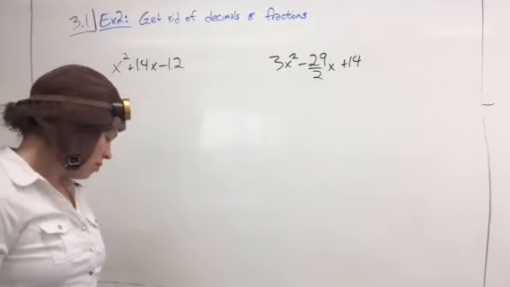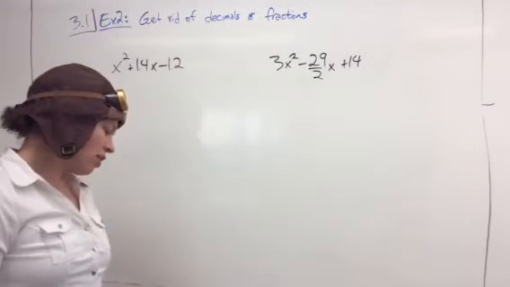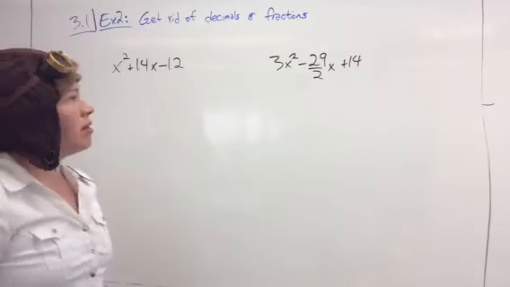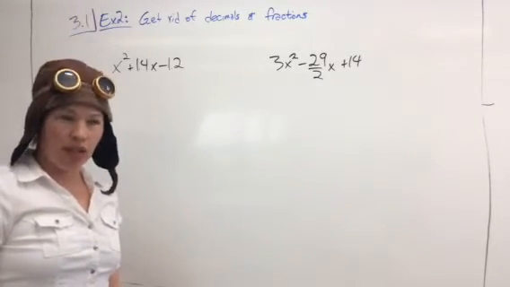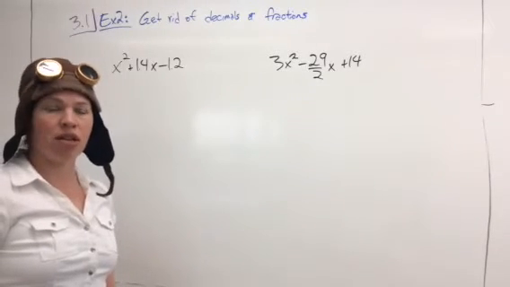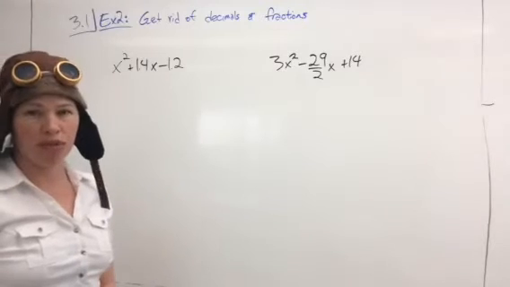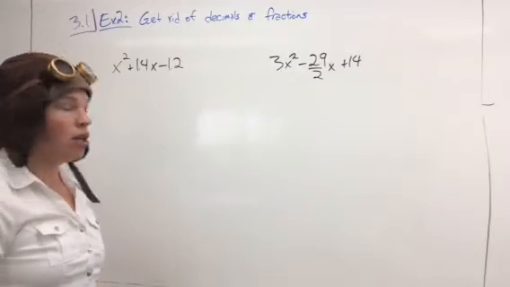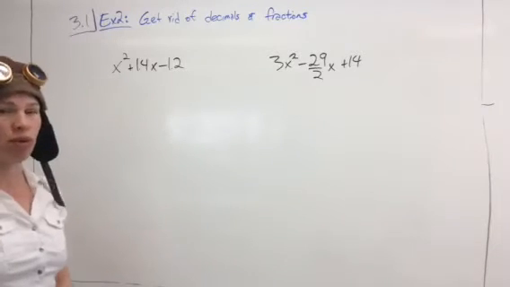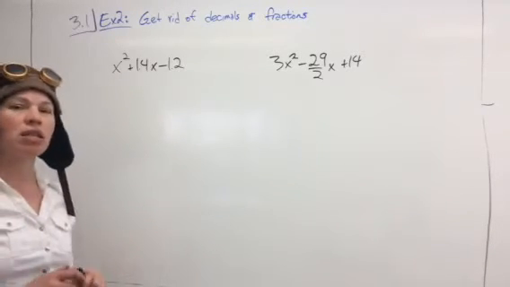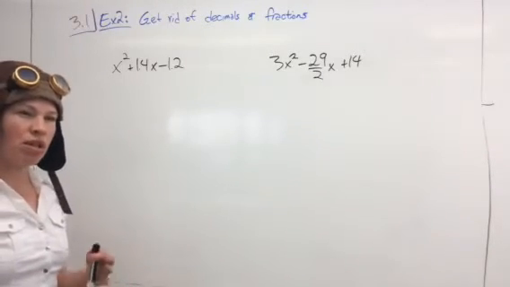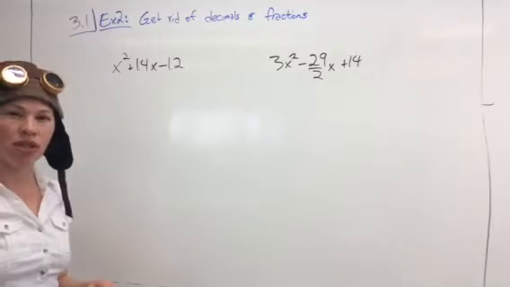Now example 2 says factoring trinomials with rational coefficients, or getting rid of decimals and fractions. So basically what they're trying to tell you is you have to first make the numbers simple before you can factor them. So if you've got something that says x squared plus 1.4x minus 1.2, decimals, you gotta get rid of them.